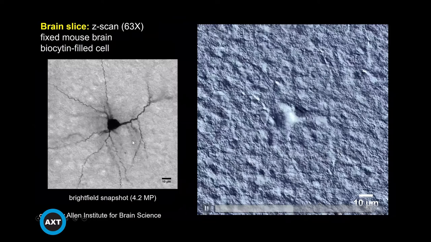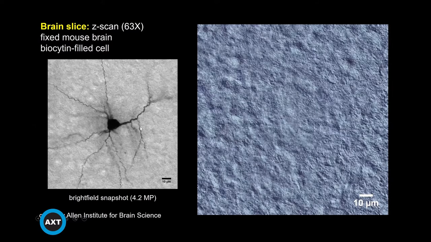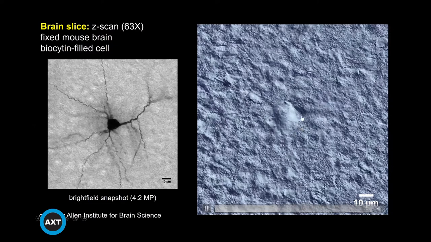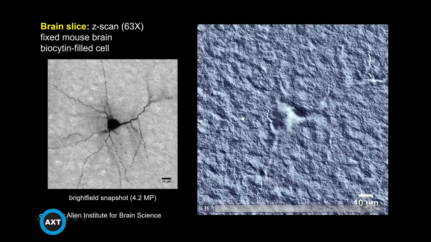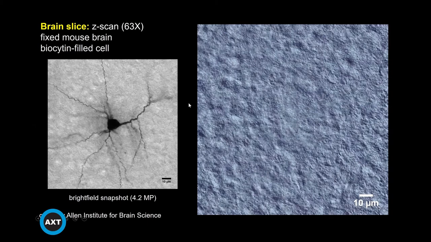On the left, for comparison, is a biocytin filled neuron that has been filled with a dye, which makes it dark in bright field. The same neuron imaged on the right side, even with the biocytin fill, you still see the structure of the neuron and the dendrites with no problems, due to the, again, very good optical sectioning.